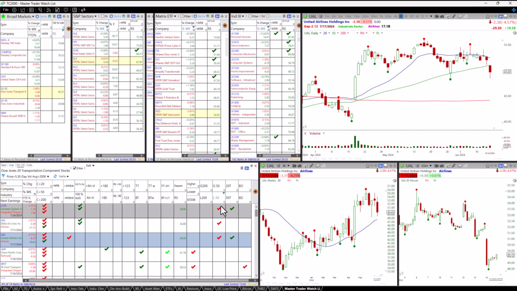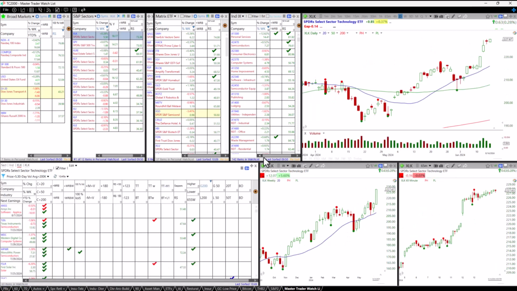Let's see what else. Anything with the 200? Nope. Regaining the 200? Nope. So if we go to, let's take a look at technology.